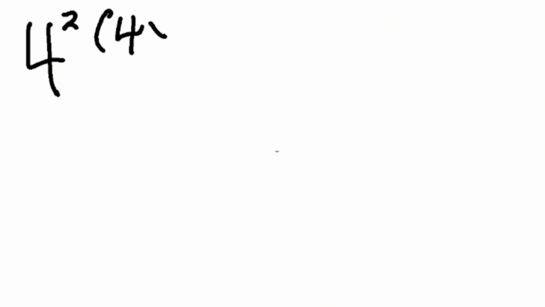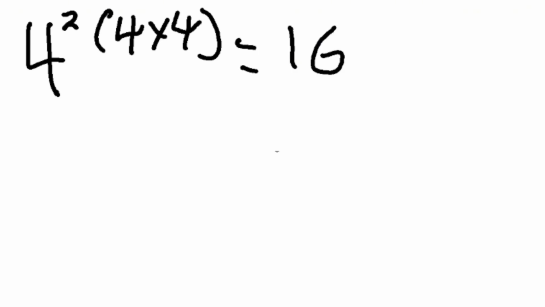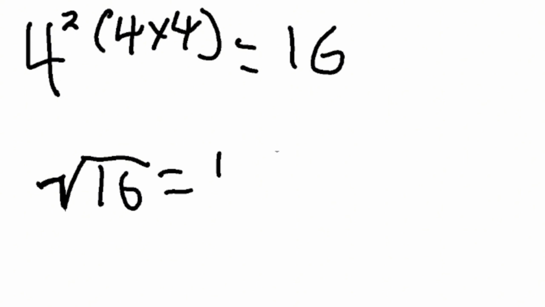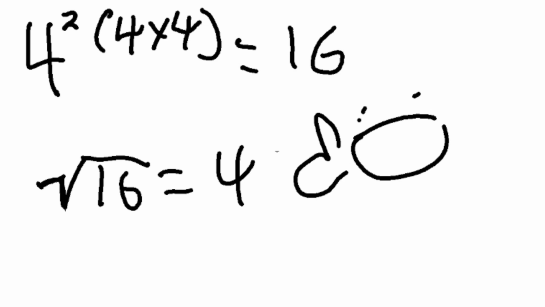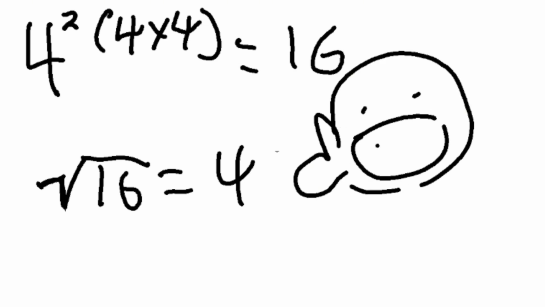Square roots are basically the opposite of squaring something. So, 4 squared, or 4 times 4 equals 16. And the square root of 16... wrong button! And the square root of 16 equals 4. Yay! That's so awesome. I love maths.